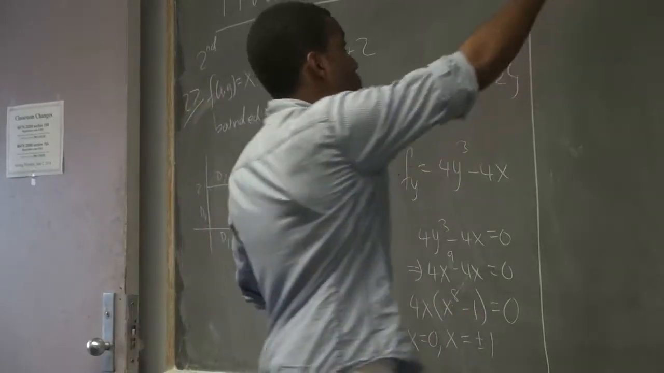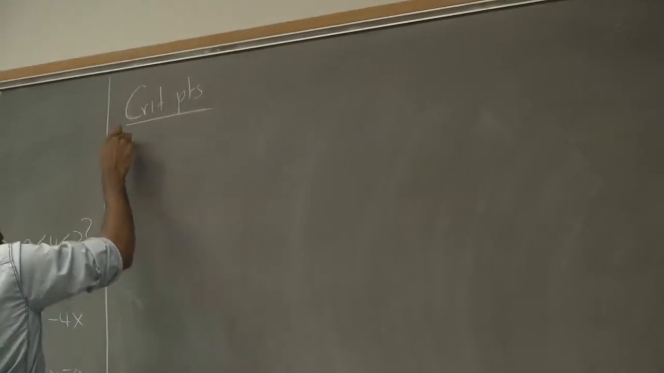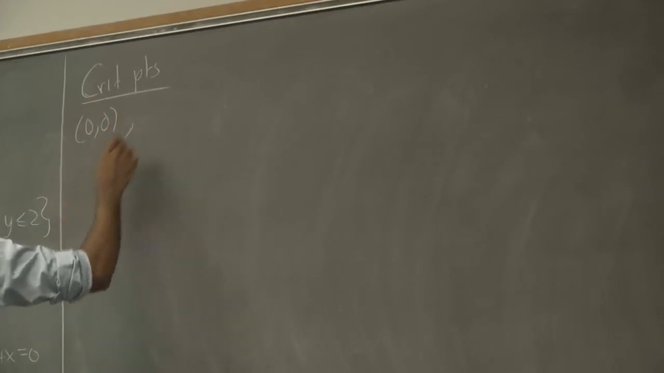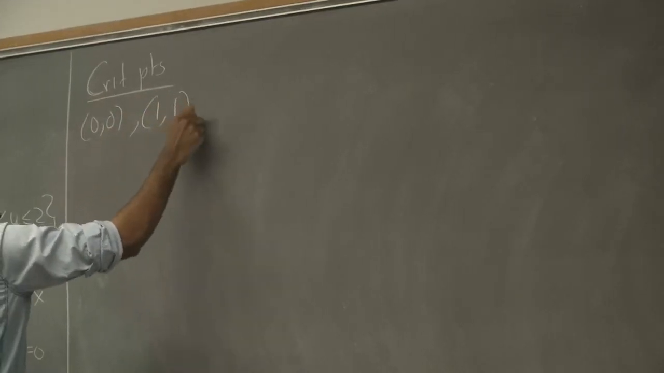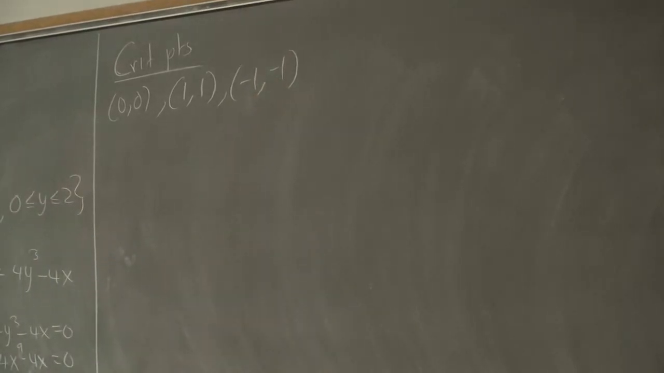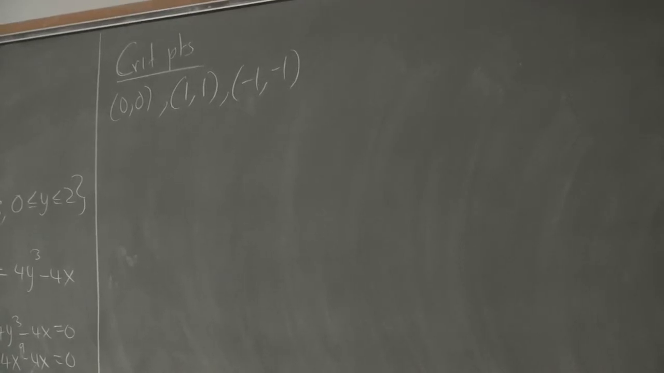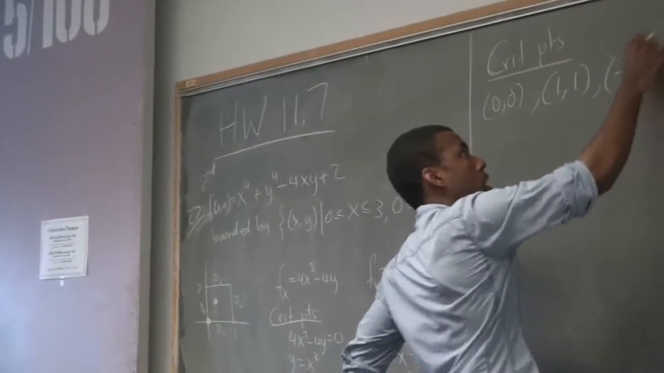Yeah. So the critical points are, if x is 0, your y is also 0. If x is 1, your y is the cube. And if your x is minus 1, the y is also the cube. So those are the critical points. Are all of them in our region? Well, 0, 0 is actually on the corner, so that's there. 1, 1 would be in there, right? 1, 1 is here, but minus 1 is not, right? So we're not going to be considering this guy.